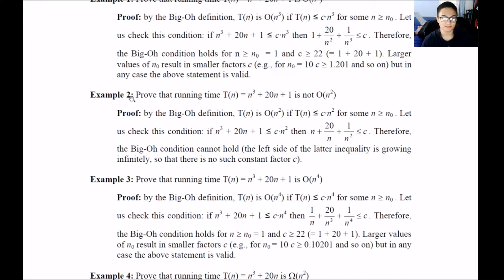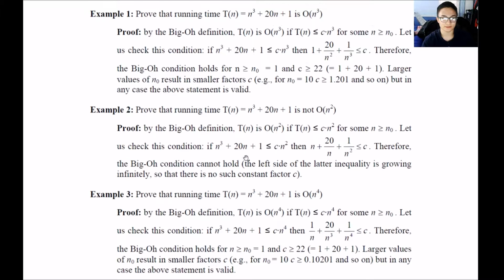Okay, so moving on, prove the running time T of n equals n cubed plus 20n plus 1 is not O of n squared. Essentially this is the same thing as up here. We'd prove by the big O definition, checking whether this is less than or equal to C times n squared. Therefore, the big O condition cannot hold. The left side of the latter inequality is growing infinitely, so there is no such C. So it's just glorified growth comparisons, I guess.